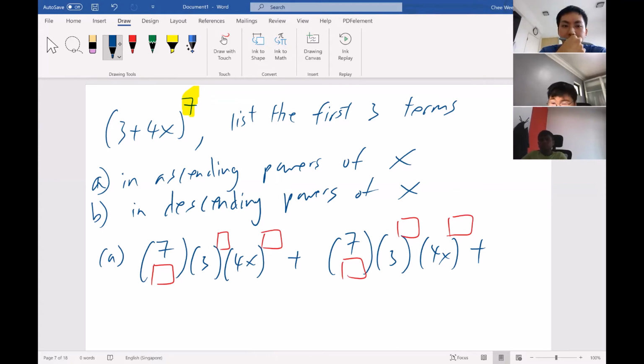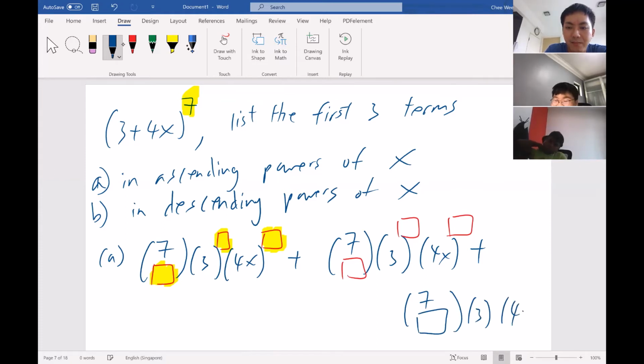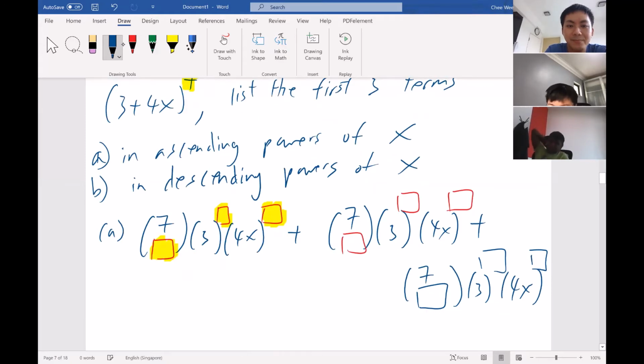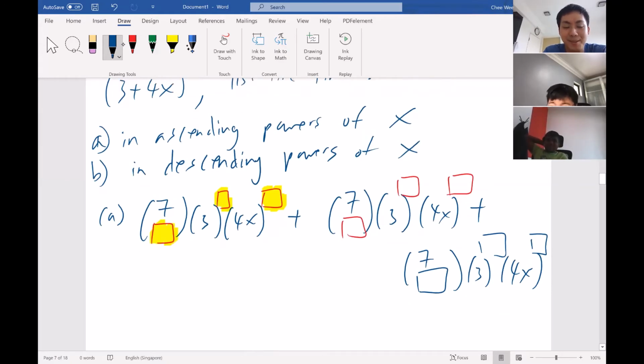4x. Like this guy here, what do you think this power should be? If this is your expansion and this is your first term. The smallest will be 3. No, as in what do you think what power should be in the yellow box?